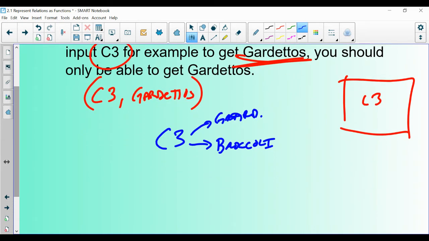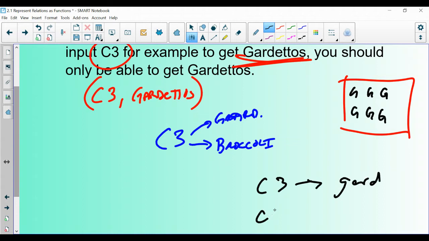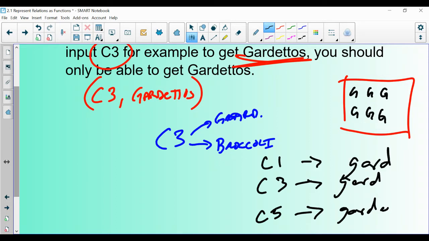Now, a dream vending machine, the perfect vending machine, has all Gardettos. So whether you type in C3, you get Gardettos. You type in C5, you get Gardettos. No matter what you type in, C1, well, guess what? Gardettos. If that was the vending machine, and it was only Gardettos, and you typed in C1, you got Gardettos. You typed in C3, you still got Gardettos.